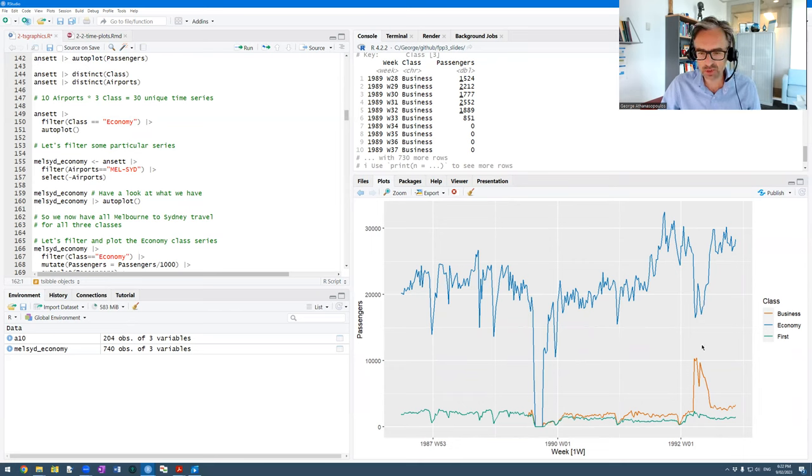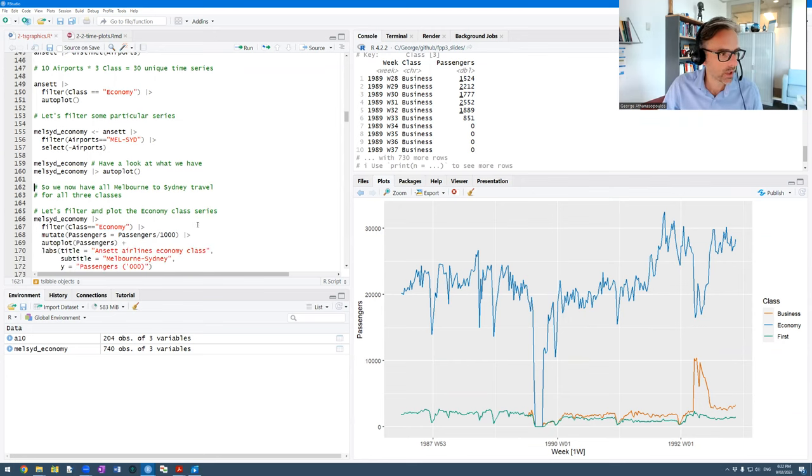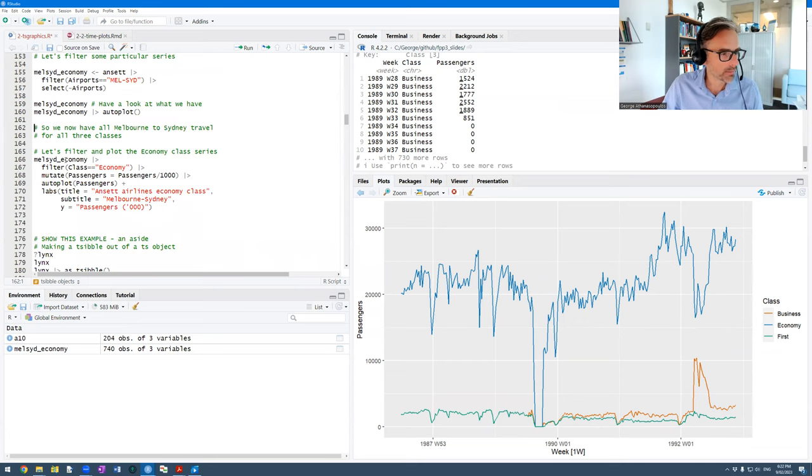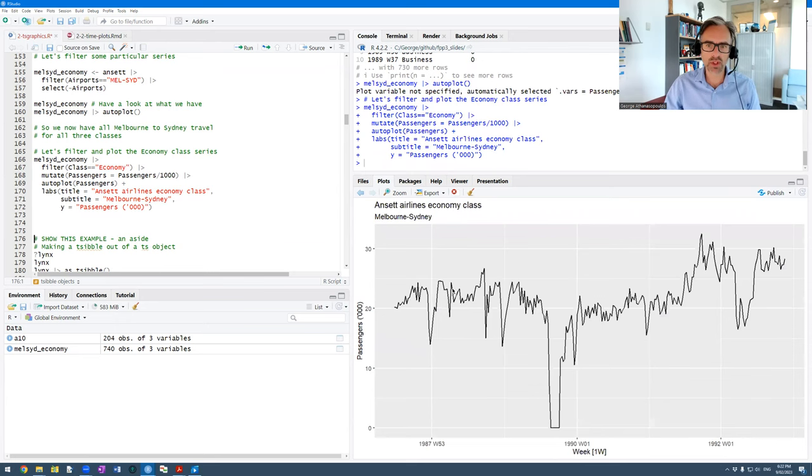And there's also this interesting feature where the economy class takes a big dip, but the business class goes up. So basically what the airline did was substitute some of their economy travel for business class. Hence, economy class goes down, business class goes up. Okay, so let me plot only the economy class for the Melbourne-Sydney route. And I take this variable and I'm dividing by 1,000 so I can bring the scale into something more workable. And I eventually get this plot, which is in the slides.